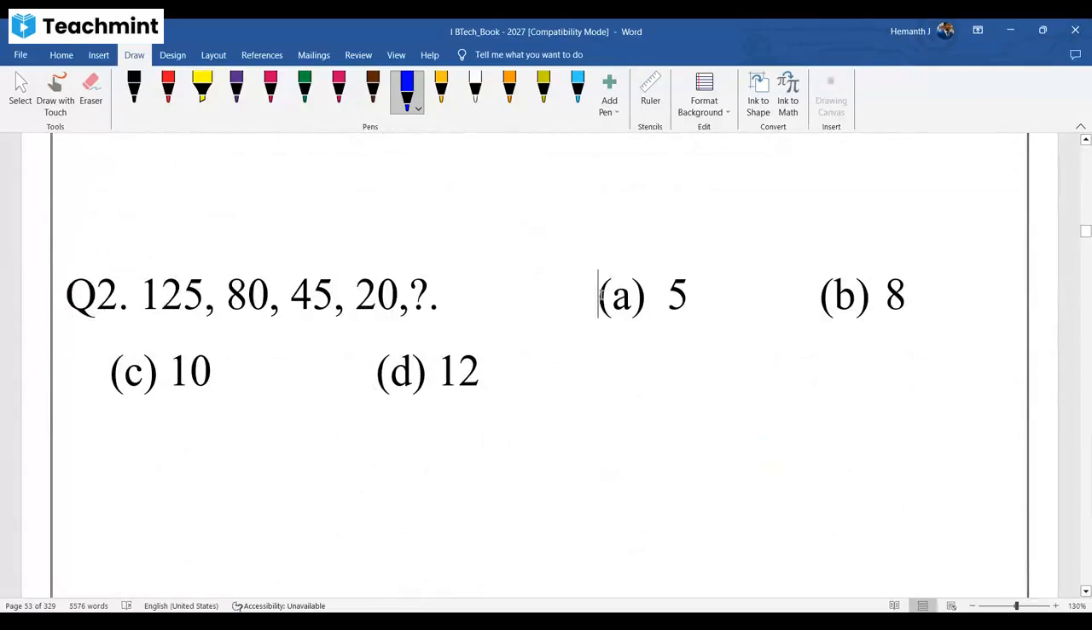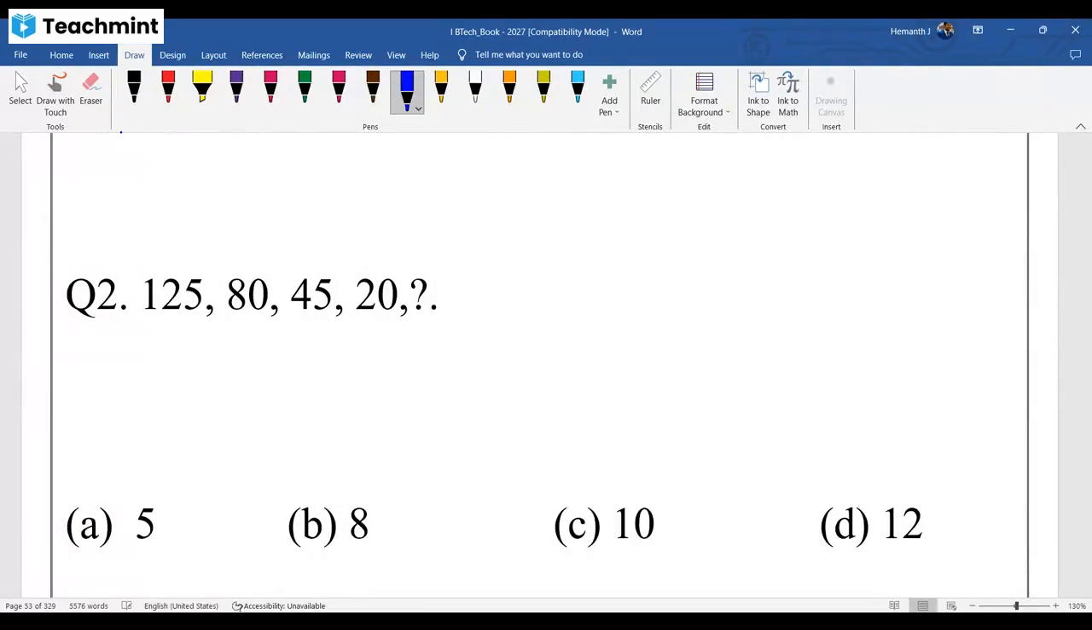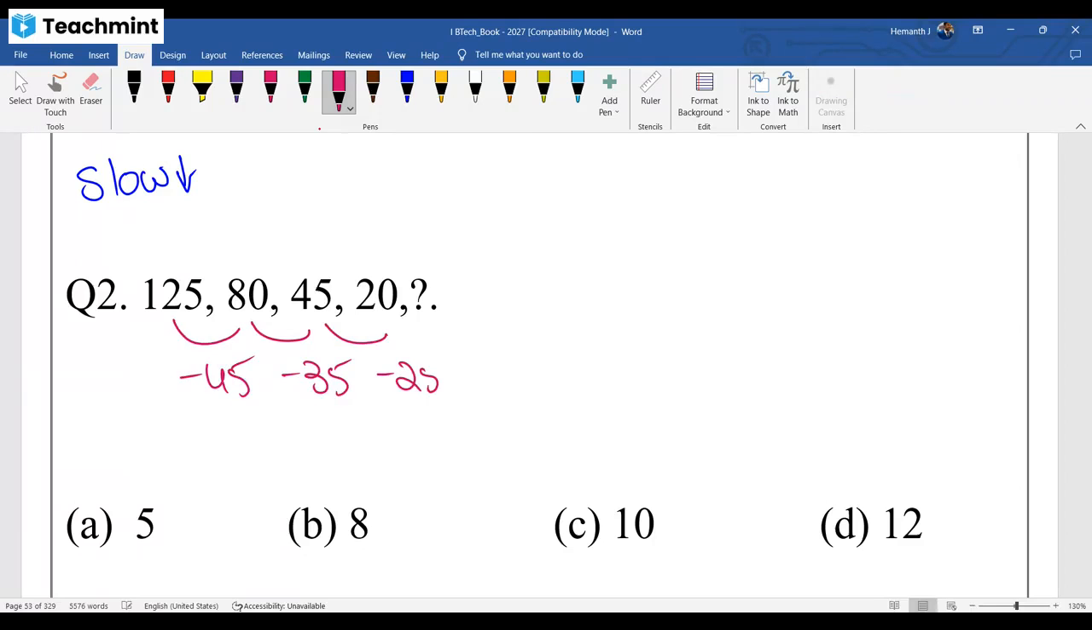See the next question. 125, 80, 45 and 20. This is slow decreasing. If we take the difference here, 45, then 35, then 25, then 15.